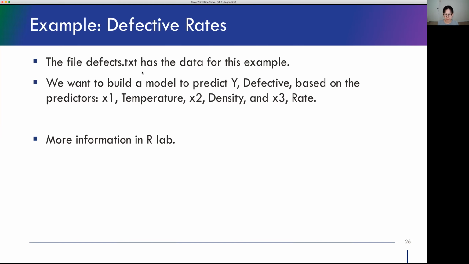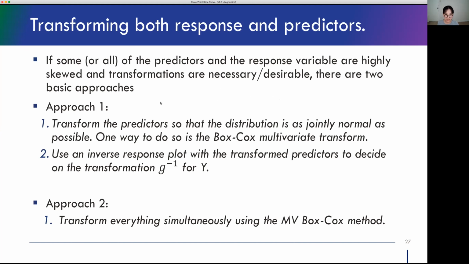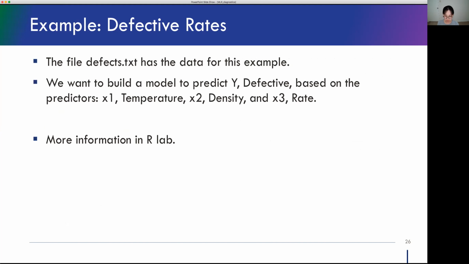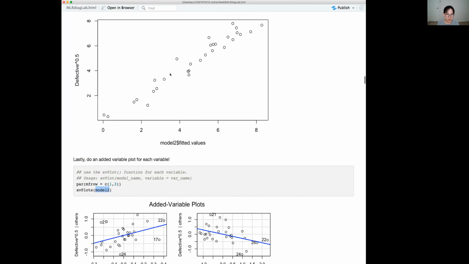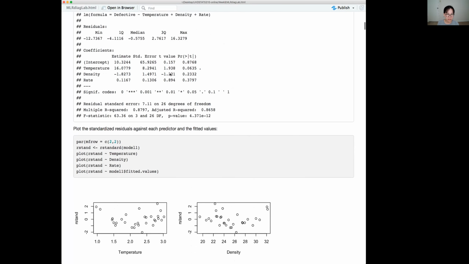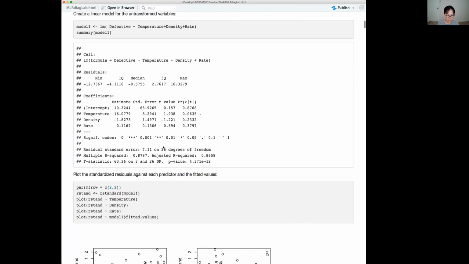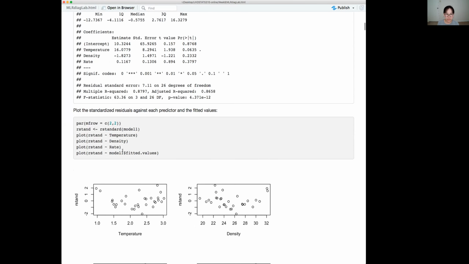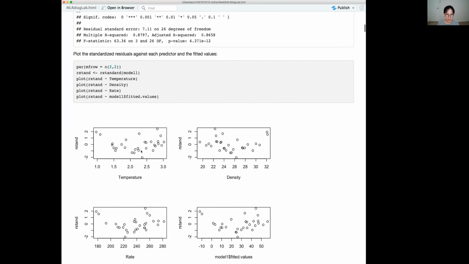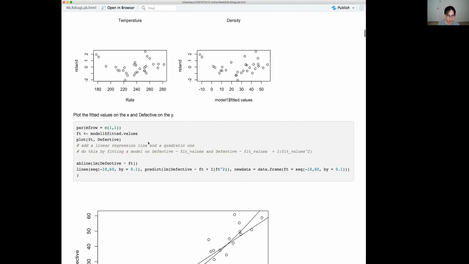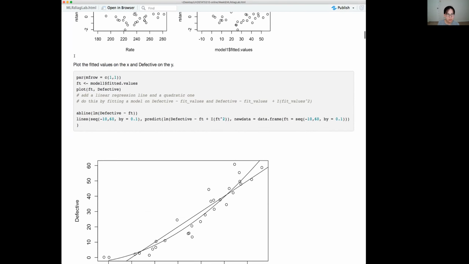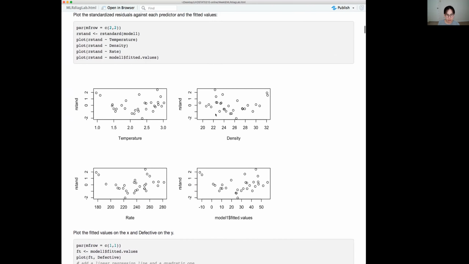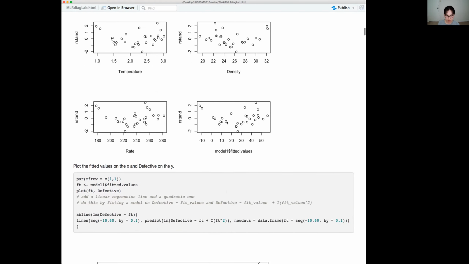Yeah, let's go back to the defective rate example. Sorry. Let's go to the, well, here we go. We have this first model fitted, and we made a plot to check the standardized residual, and we figured it seemed okay. This residuals plot looks all right, I would say.